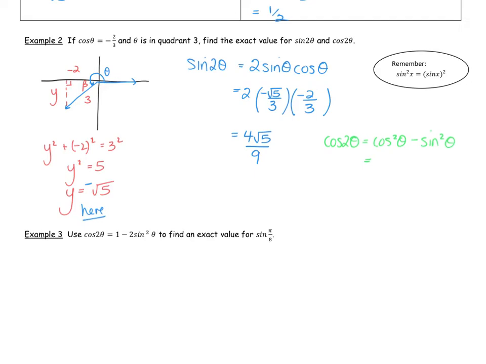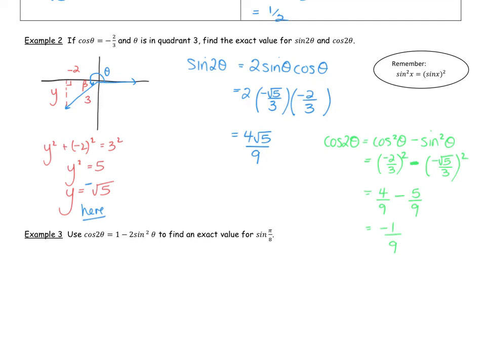We know that cos theta is negative 2/3, that's already given in the question, squared. And then minus, we know that sine theta is negative root 5 over 3, and that is squared. So we'll go ahead and simplify here. We're going to get 4 over 9, subtract 5 over 9. When you square that, it becomes positive, but it was a subtraction sign. And then we end up with negative 1 over 9. You can try it with the other 2 formulas just to prove to yourself that you get the same answer.